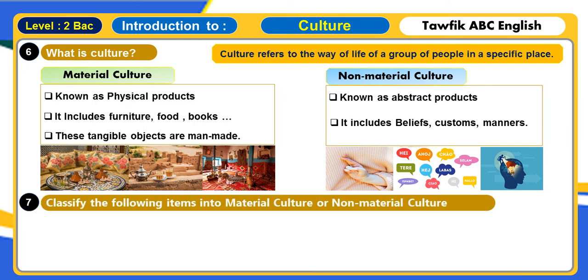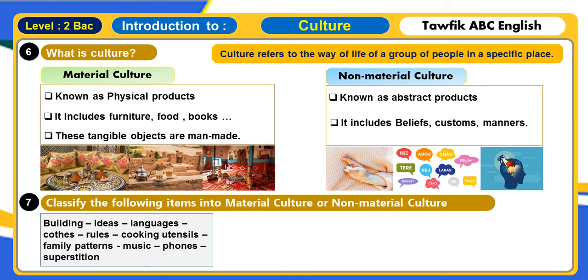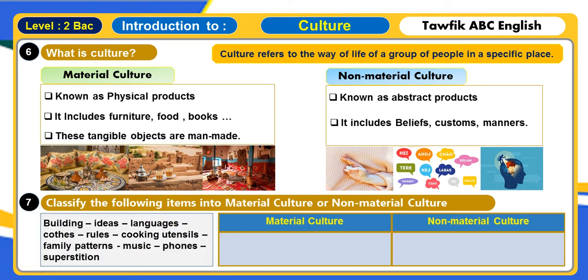Anyway, classify the following items into material culture or non-material culture. We have a group of vocabulary or ideas, and your job is to classify them into the chart, into material culture or non-material culture. Building, for example, material culture. Cooking utensils, material culture, phones, clothes. These are material cultures. We can touch them.